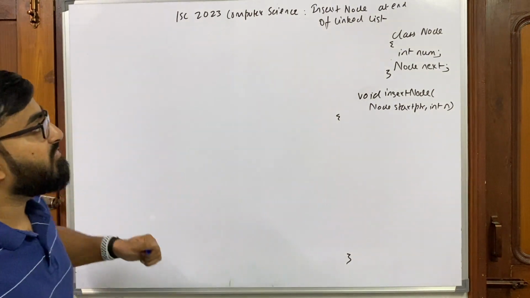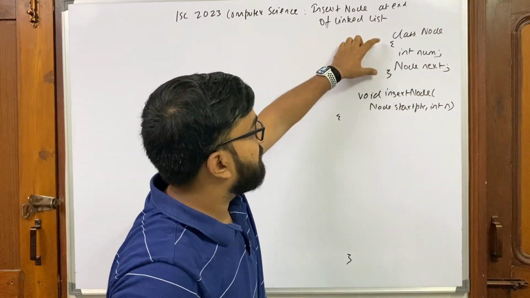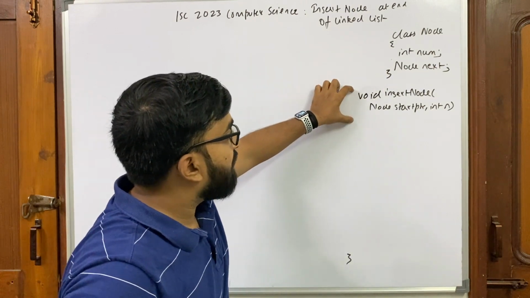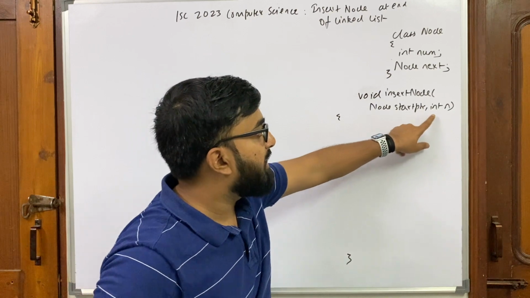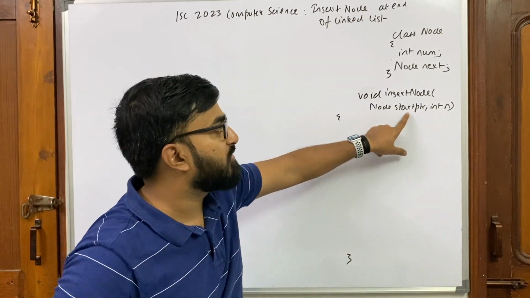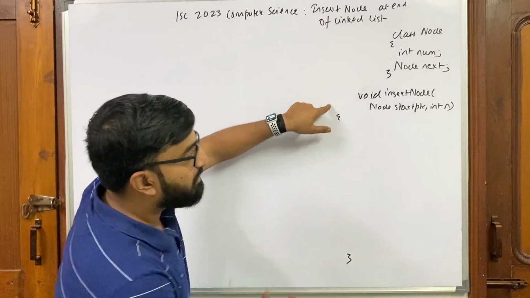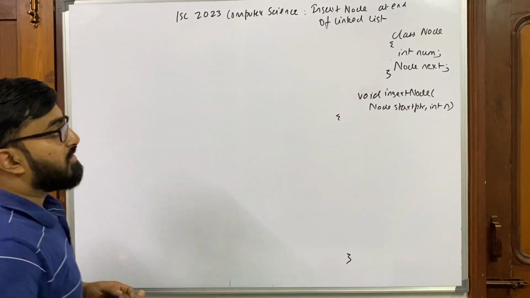Alright, so we are given a class Node that has an integer num and Node next. This basically makes a node of a linked list. This is the method that we need to complete: void insertNode. It has a Node start pointer and int n. So this is basically the head. You can have head or start pointer, okay? And you need to complete this method so that a new node with a value n comes at the end of the linked list. So let's take an example.